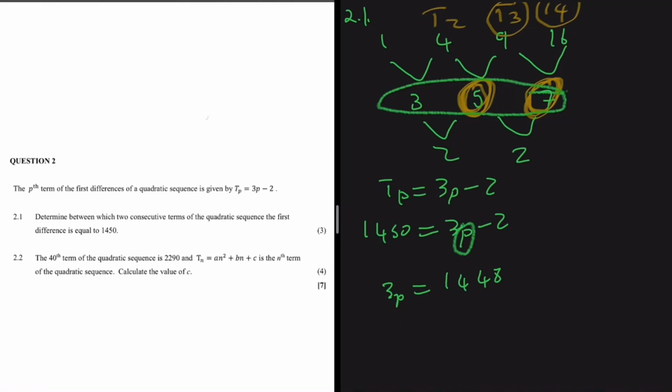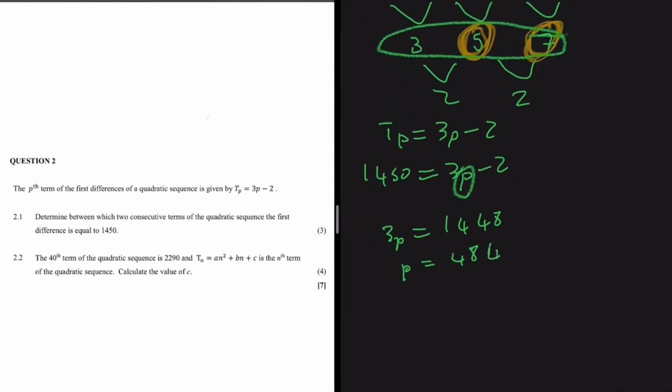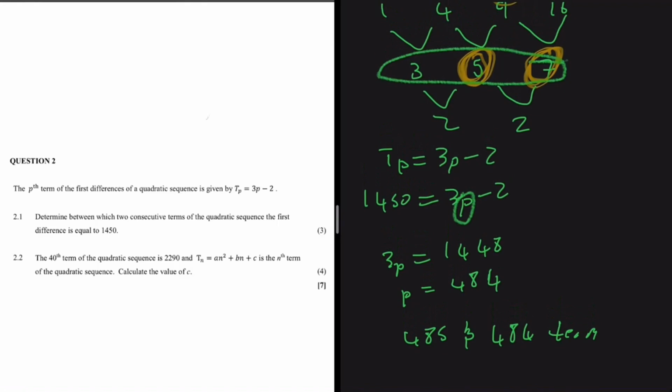We divide both sides by 3, we get p is equal to 484, right? So now we know that this term 1450 lies between the 485th term and the 484th term, because term number 2 lies between 3 and 2, term number 3 lies between 4 and 3. So term 484 will lie between 485 and 484, right?